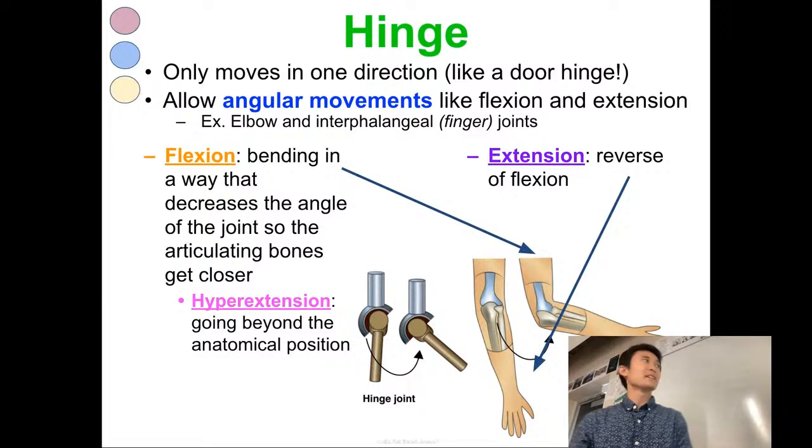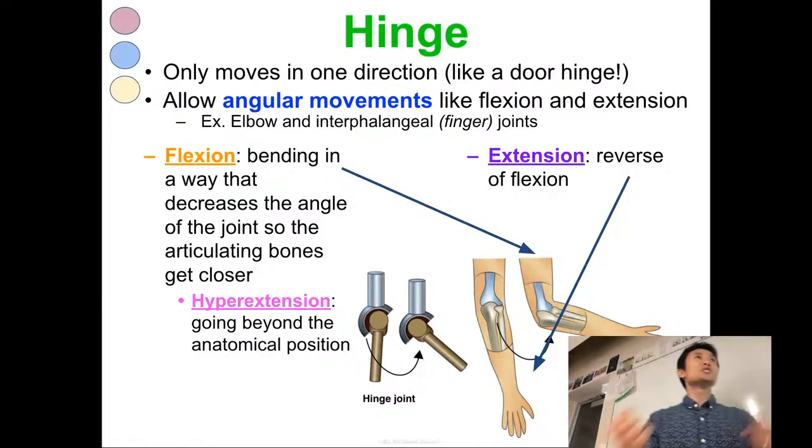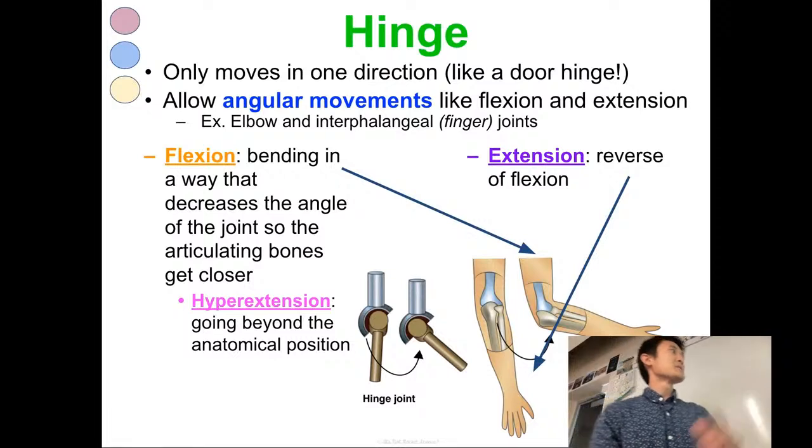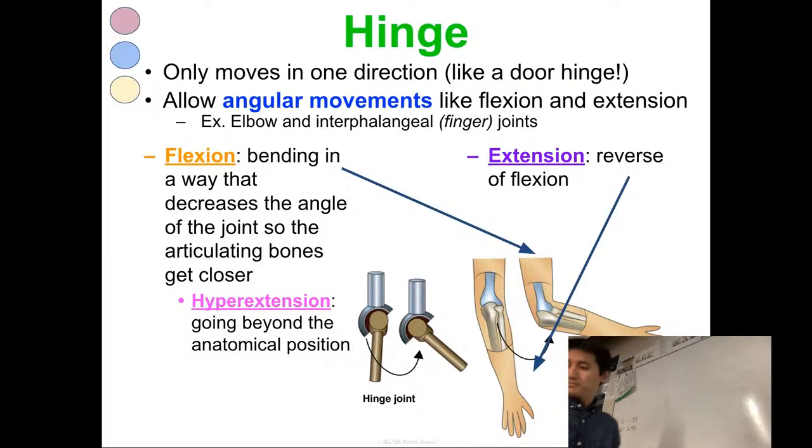All right, so let's pause there. That's a lot of stuff already. So we have gliding joints. What are examples of that? Hinge joints. What are examples of that? And then the difference between flexion, extension, and hyperextension. Go do that with your neighbor. Go. 2 minutes.